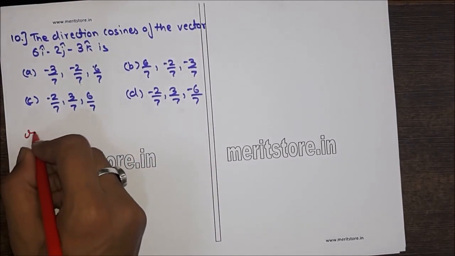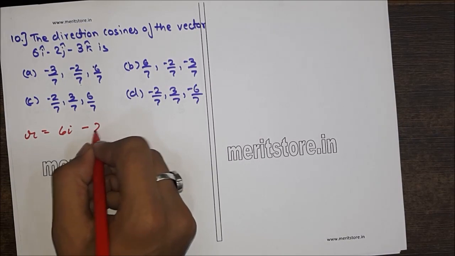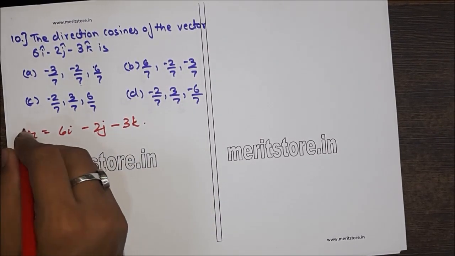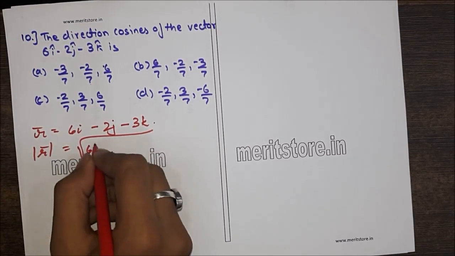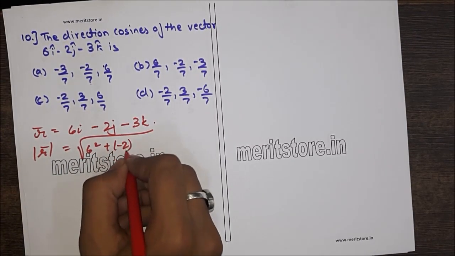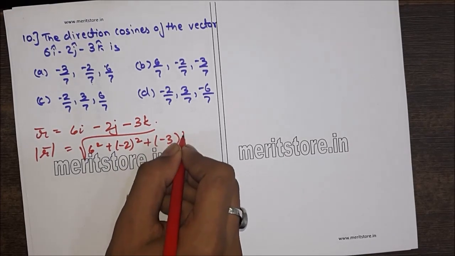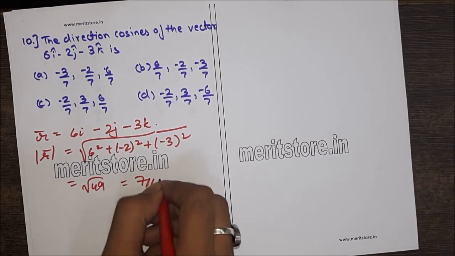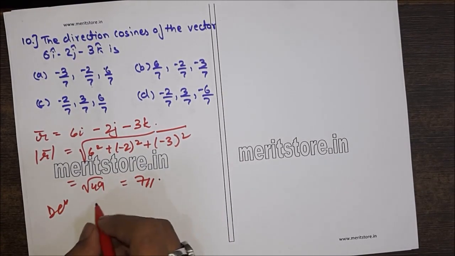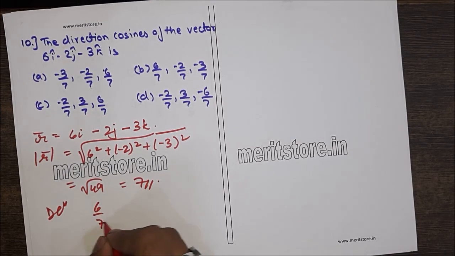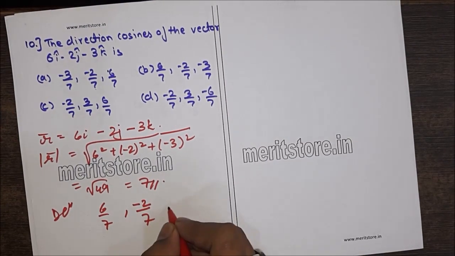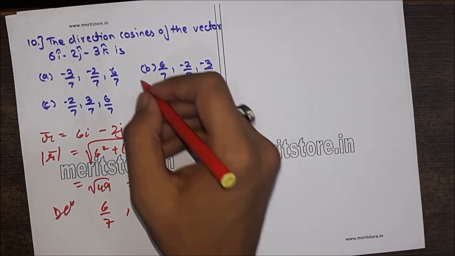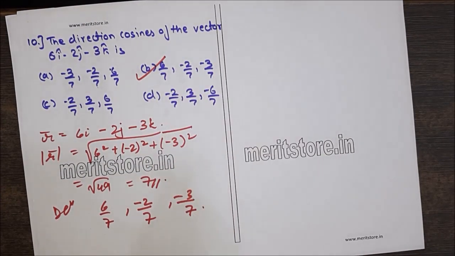We know that r is equal to 6i minus 2j minus 3k. So we find the value of mod r, which is equal to root of 6 square plus minus 2 square plus minus 3 square. The resultant value is equal to 7. So the direction cosines would be 6 by 7, minus 2 by 7 and minus 3 by 7. So the correct answer is option B.